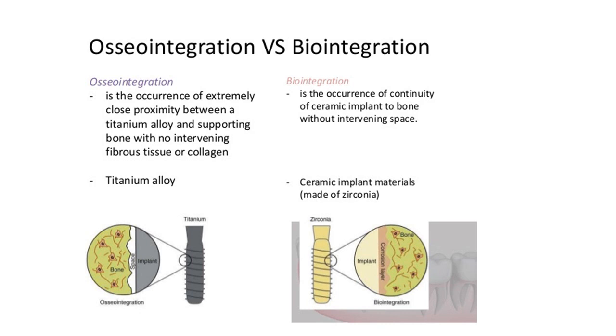If you look at the picture of the implant bone interface, there is a space between both. So this occurs in osseointegration, whereas biointegration is the occurrence of continuity of ceramic implant to bone without space. So the main difference is that in biointegration there is no space, whereas in osseointegration there is space, however, no fibrous tissue or collagen. And the second main difference is that biointegration only occurs in ceramic implant material, whereas osseointegration occurs in titanium alloys. So this is a major difference.